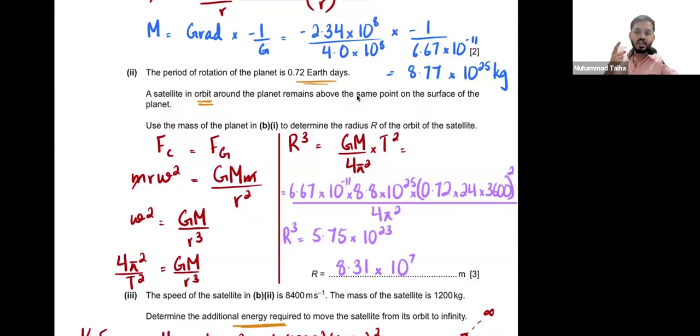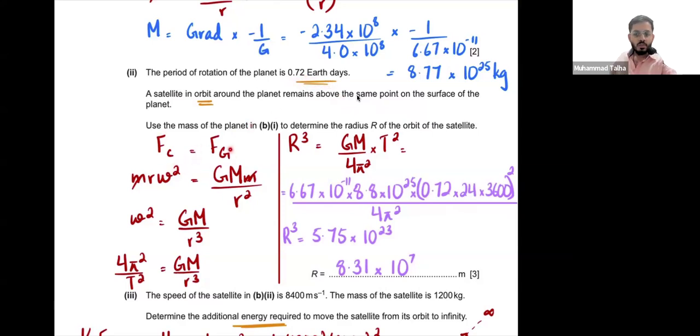Second condition is that it must always also be rotating with the same period, right? So same period of rotation and same direction. These are the first two conditions. And the third one is that it must be in an equatorial orbit, right? So because we know that this is basically a geostationary orbit, the period of rotation of the satellite and of the planet are going to be the same, which is 0.72 Earth days.